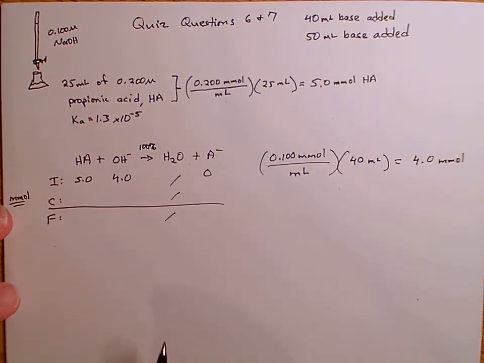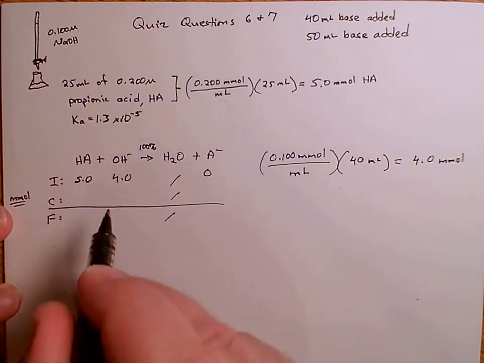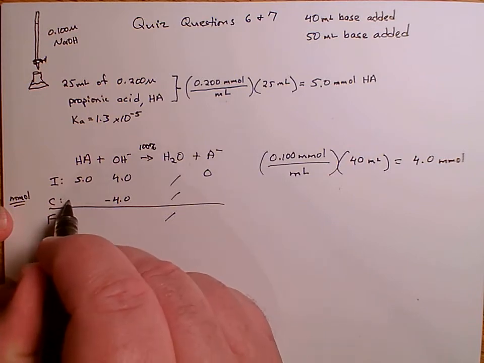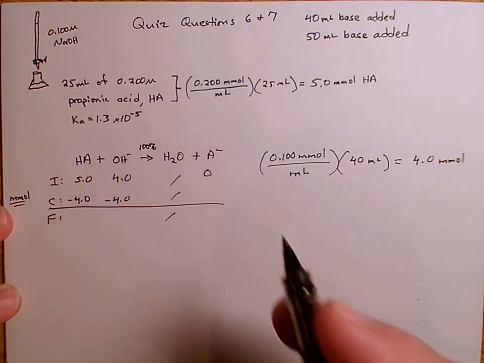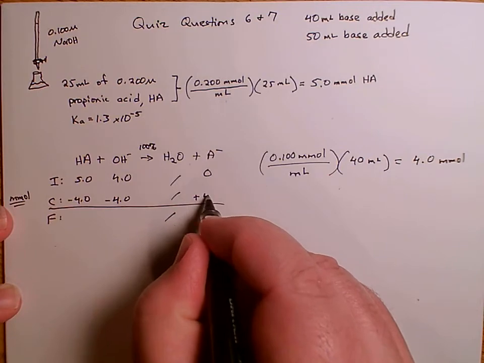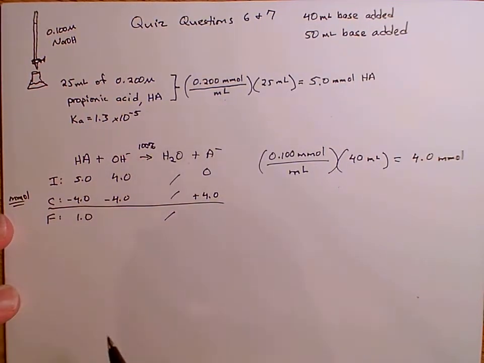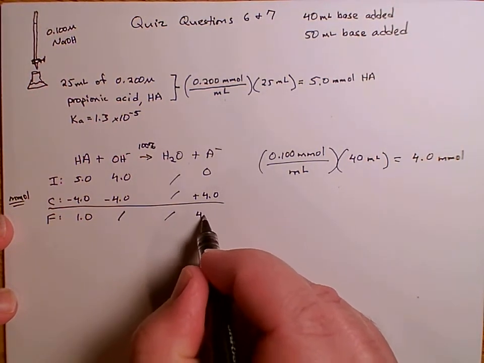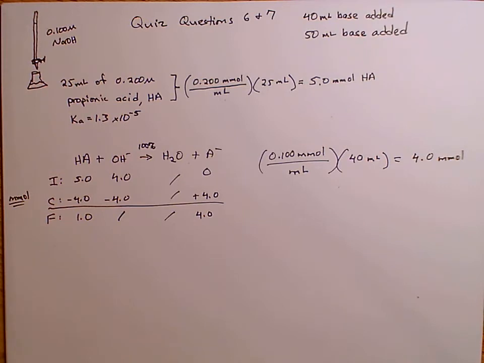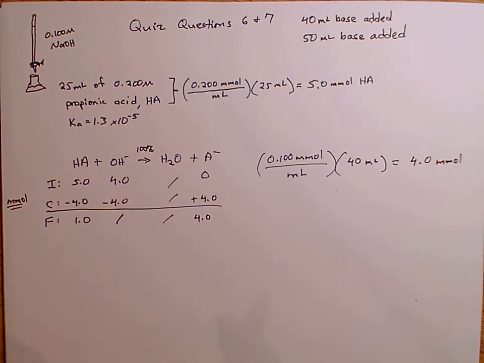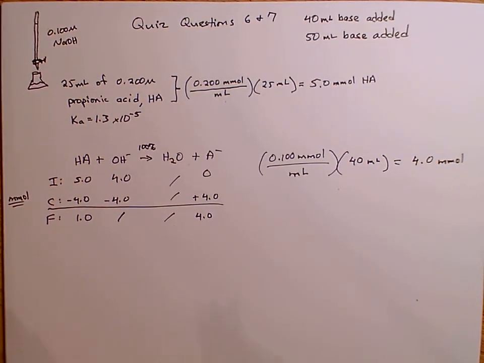And then this is just limiting reagent. Well, 5 millimoles, 4 millimoles. The 4 millimoles is my limiting reagent. So subtract the limiting reagent amount, but on the product side I have to add that amount. So I've got 1 millimole of HA left over, no OH minus, and I've got 4.0 millimoles of A minus. Well, I realize if I have HA and I have A minus, then this is a buffer solution. And that means Henderson-Hasselbalch.